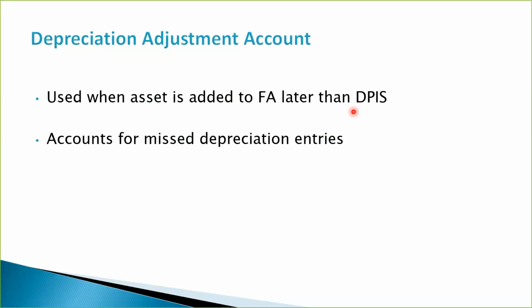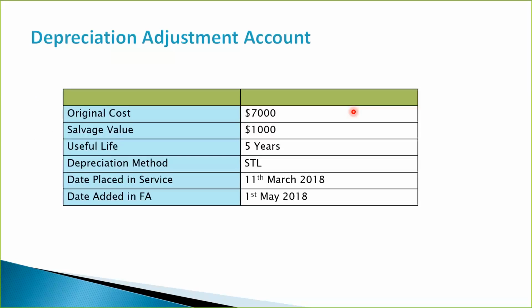Okay, so if this asset was placed in service in January, but it is only being added in the system in FA in April, then you cannot run depreciation for those missed months, because you are in April, and when you run depreciation, it will be running for that particular period. Okay, so that's where the depreciation adjustment account comes into play, by calculating those missed depreciation expense entries for that asset.